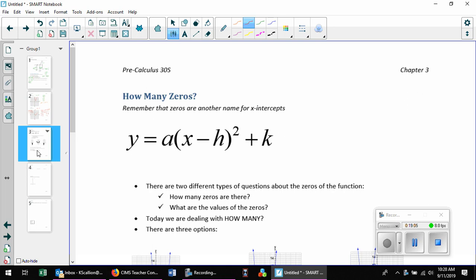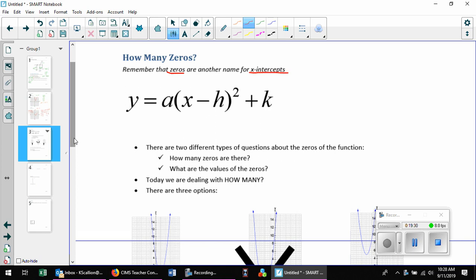Super excited. Okay, so zeros are just another name for x-intercepts. Hopefully that helps you with last night's assignment. Hint, hint, nudge, nudge. There is a question regarding this on last night's assignment. So zeros and x-intercepts, same things. Sometimes we call them the roots of the function. That's another name that we give them. But usually zeros and x-intercepts.